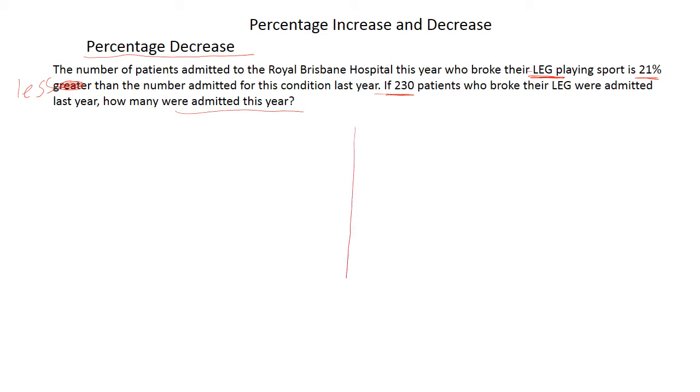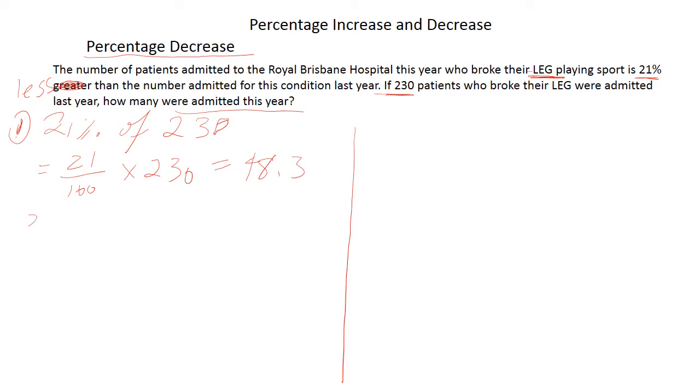So let's have a look at the two methods. The first method that we looked at was finding the percentage: 21% of 230, which equals 21 divided by 100 times 230, and that equals 48.3, and then we apply that to the original.